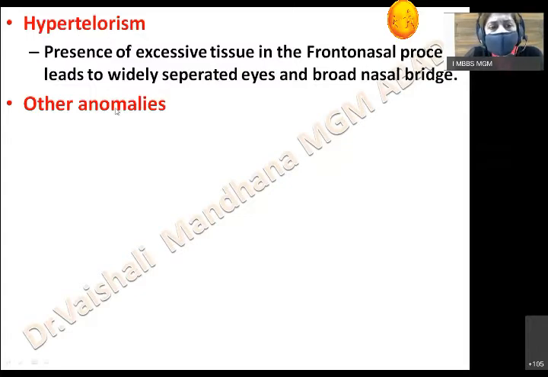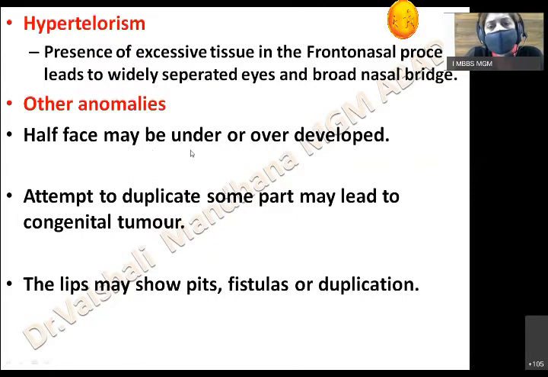Then other small anomalies are there, like half the face may be underdeveloped or half the face may be overdeveloped. Then an attempt to duplicate some part may lead to the formation of congenital tumors. Then the lips may show some pits, fistulas or duplications. So these are some other anomalies. You have to remember the cleft lip. You can get the short note of the cleft lip: its incidence, the reason why the fusion does not occur, what the causes are, and the different types, unilateral, bilateral. All you have to remember.